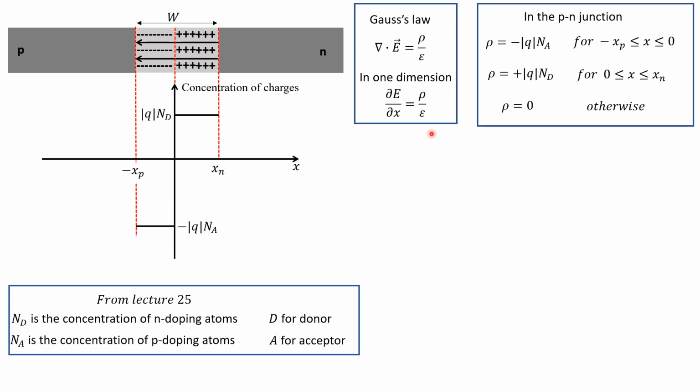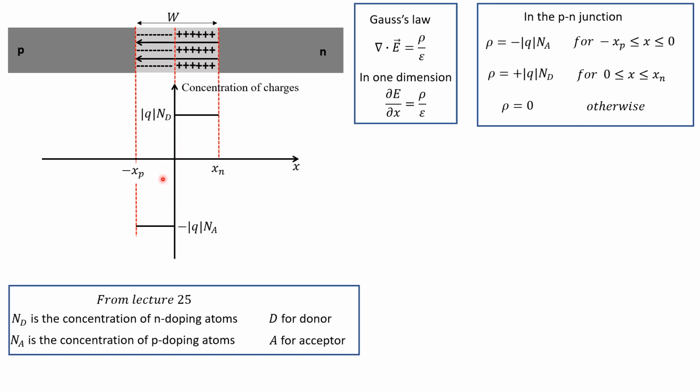Okay, so to obtain the electric field, we need to integrate this equation here. And to integrate this equation, we need to write explicitly the spatial dependence of the concentration of charge, and that's what's done in this box. So the concentration is zero outside the depletion region, that is this term. The concentration takes this value between this coordinate and the origin, that is this term over here, and the concentration takes this value between the origin and this coordinate, that's this term over here.